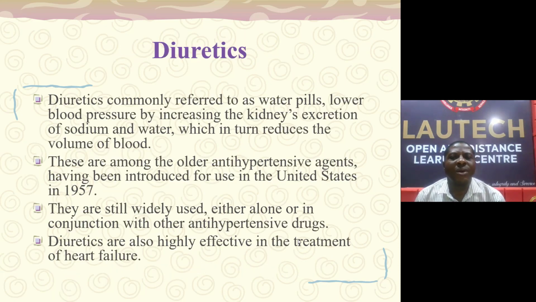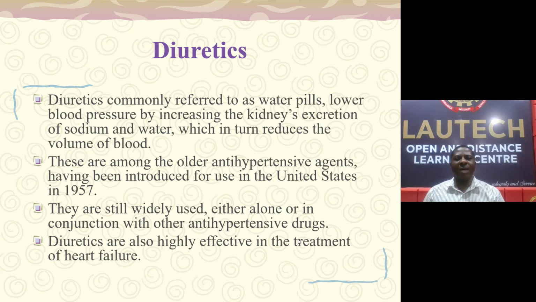Then the other group that I want to look at is diuretics. Diuretics, commonly referred to as water pills, lower blood pressure by increasing the kidney excretion of sodium and water, which in turn reduces the volume of blood. And when there's a reduction in blood volume, there is a reduction in blood pressure. This is the major mechanism of action of diuretics.